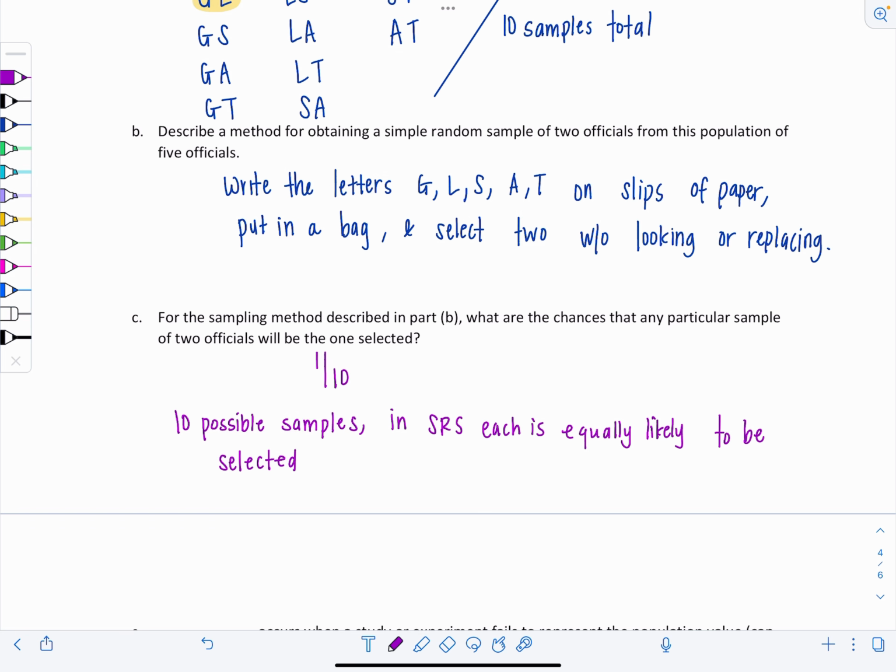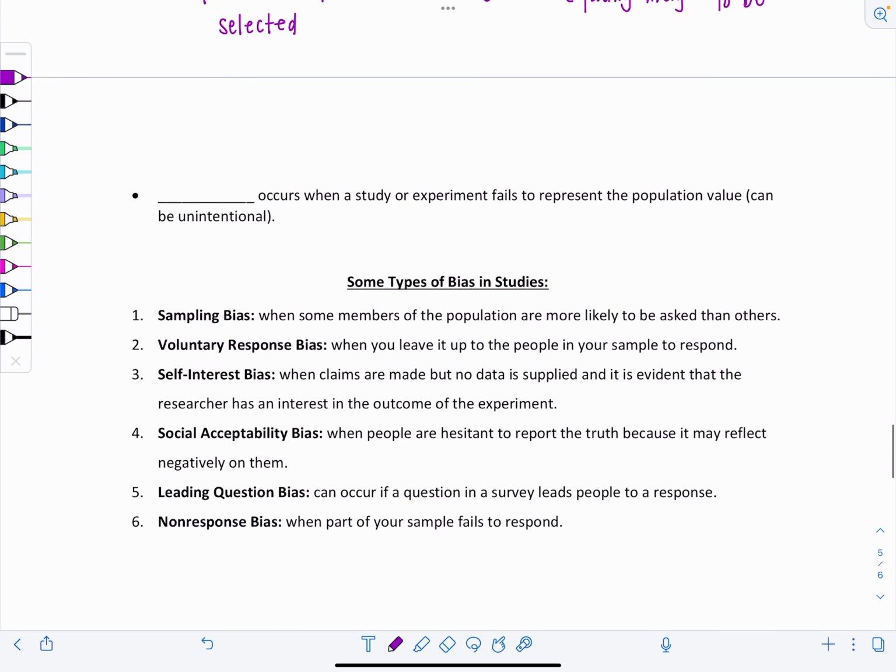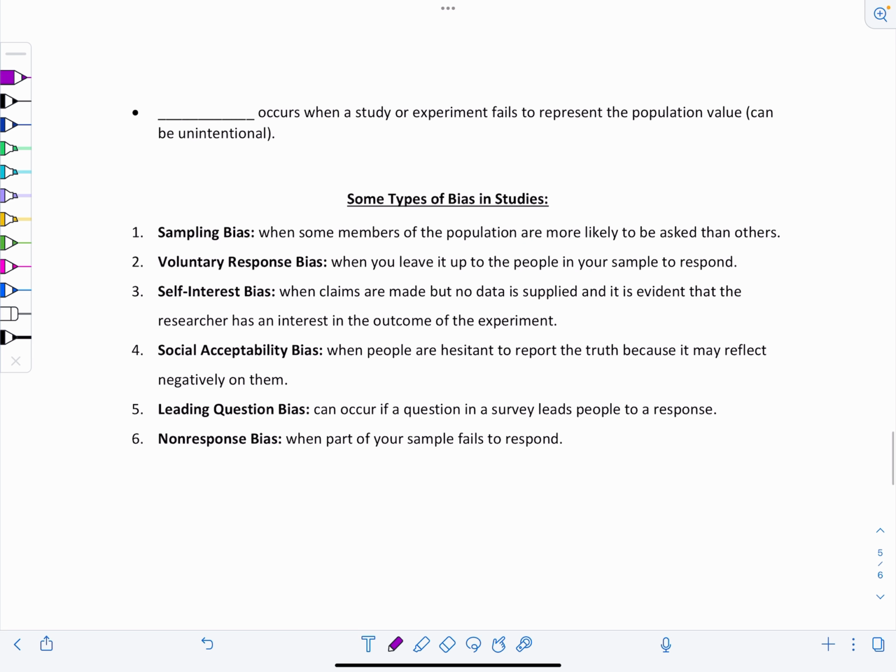All right. Now, something that we need to be very considerate of is bias. Bias occurs when a study or experiment fails to represent the population value. And this can be unintentional, okay? So bias can occur not with any sort of malice or intent to skew data, although that does happen too. So let's just talk about some of the kinds of bias that appear in studies. One is sampling bias, when some members of the population are more likely to be asked or surveyed than others.